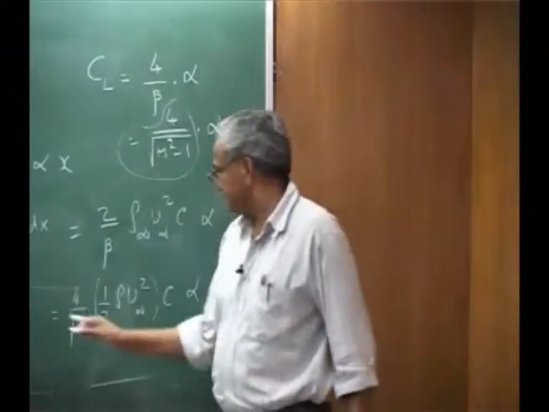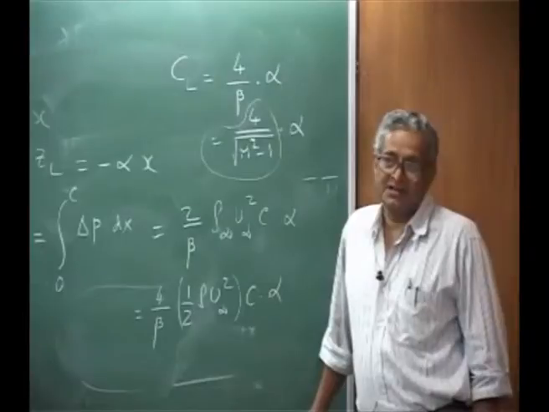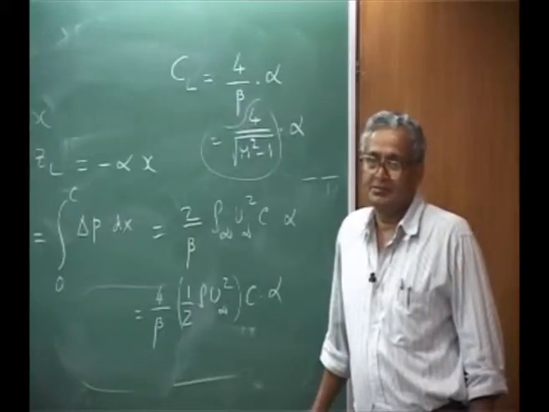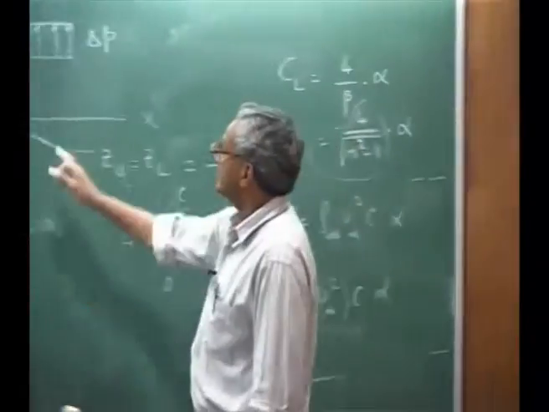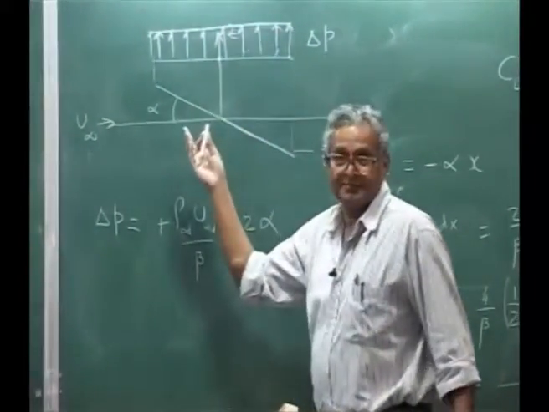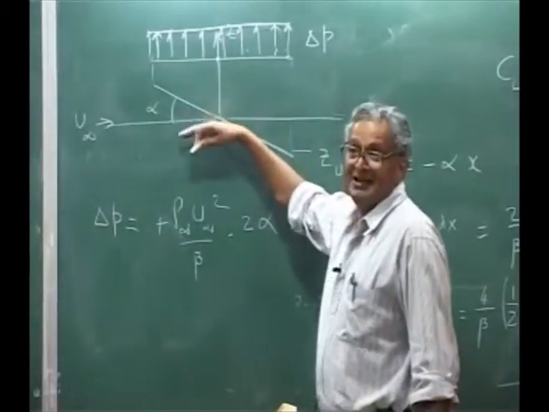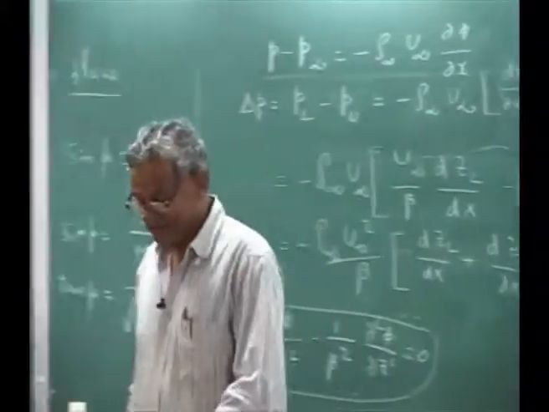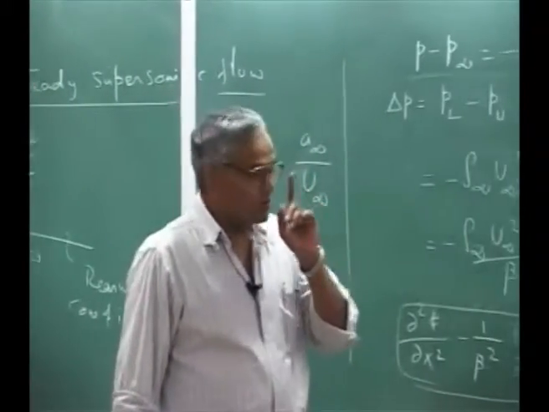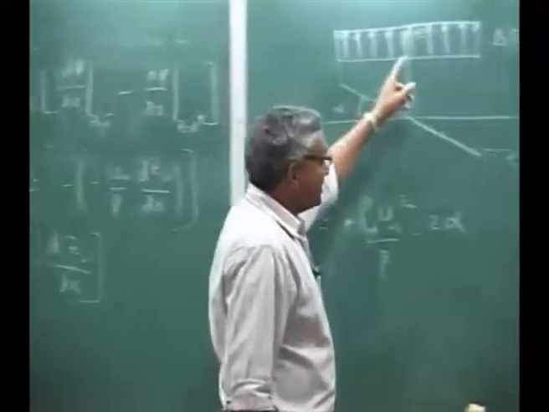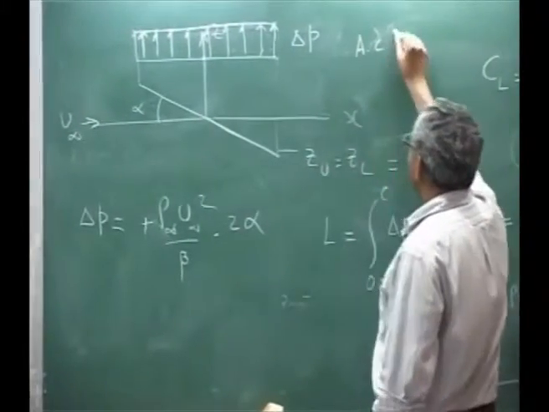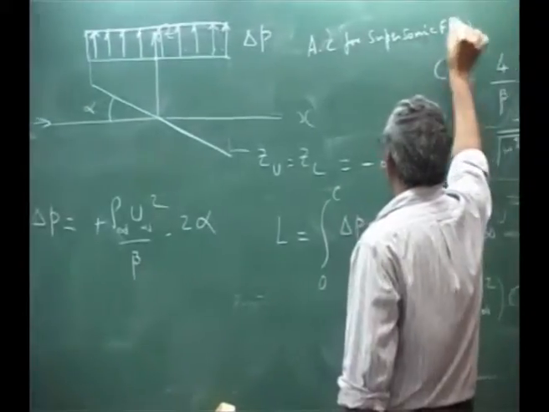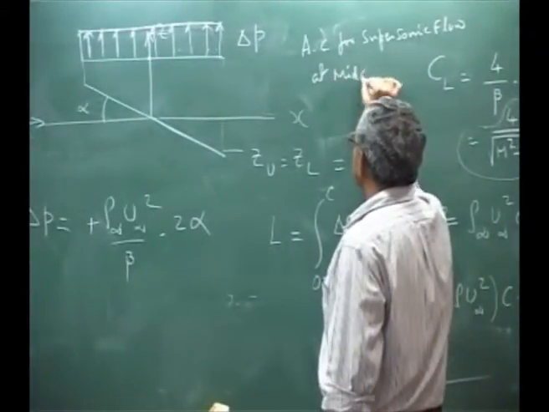Now you know what is the pressure and where is the aerodynamic center. Aerodynamic center definition is the point about which the moment is not changing. That means the moment doesn't change about the midpoint. Midpoint moment is 0. Okay, moment is independent of angle of attack. So the aerodynamic center for supersonic flow is at mid chord. Okay.